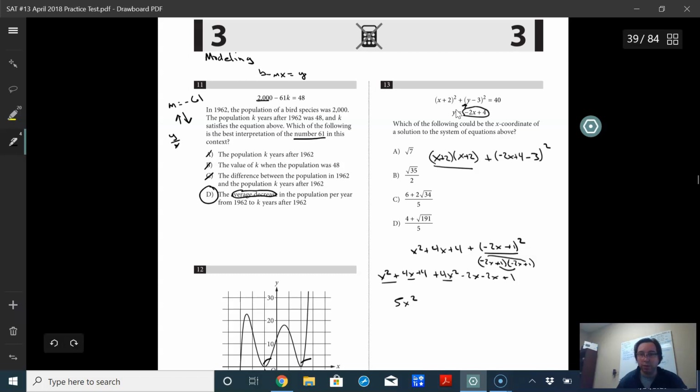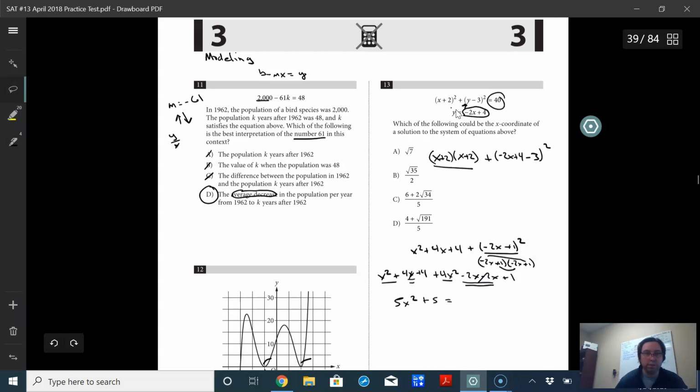So we got 4x, and then we have minus 4x collectively, so those are going to cancel each other out. And then 4 plus 1 is going to be 5. So 5x squared plus 5 equals, I'm sorry, equals 40. My apologies. I forgot to bring the 40 down. I can't forget the 40. Let me correct that.